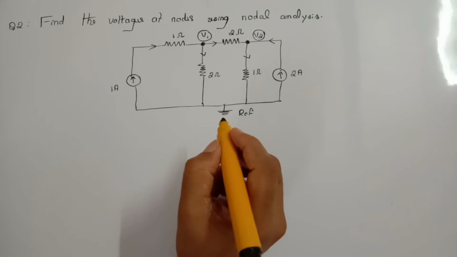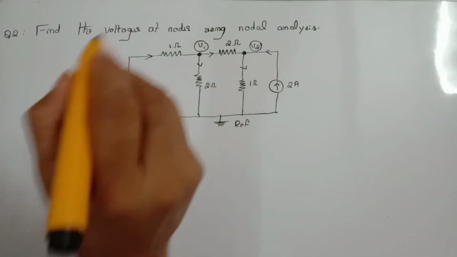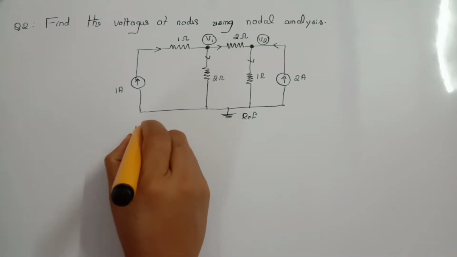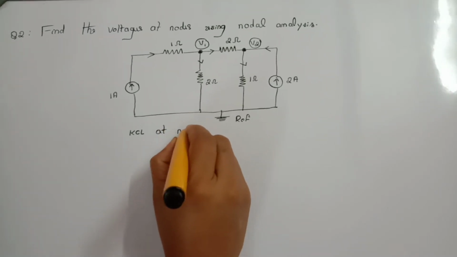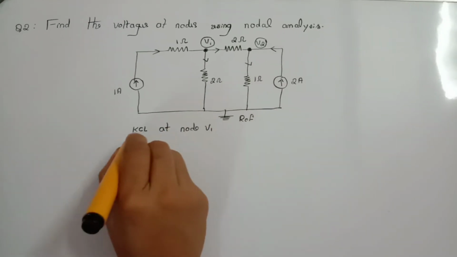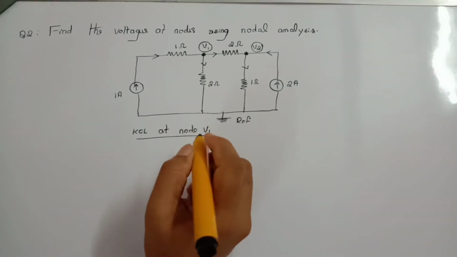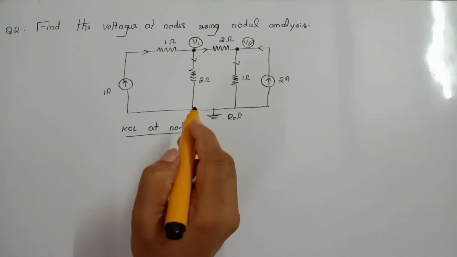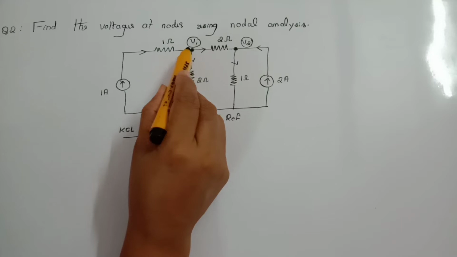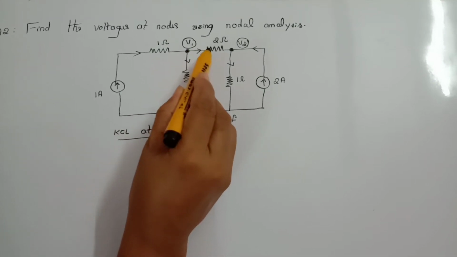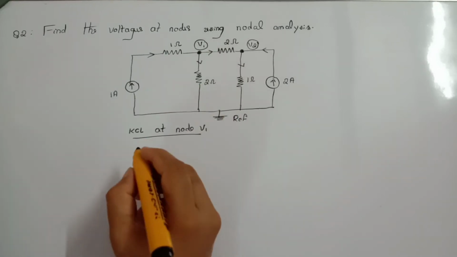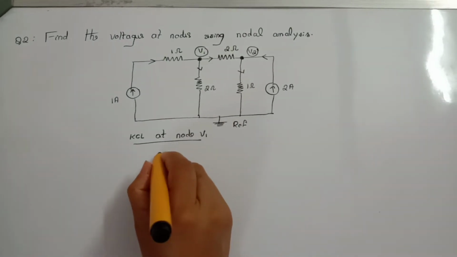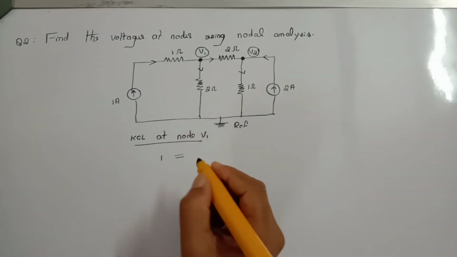Now, the next step is to apply KCL at node V1. So applying KCL at node V1. Now we'll see which are the entering currents and which are the leaving currents. This current is entering and the other two currents are leaving. So the entering current is nothing but 1 amp. So straight away you take the given value of current, 1, is equal to.